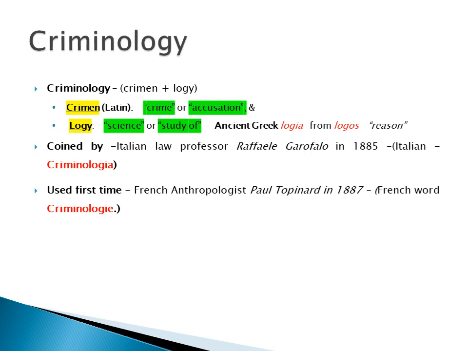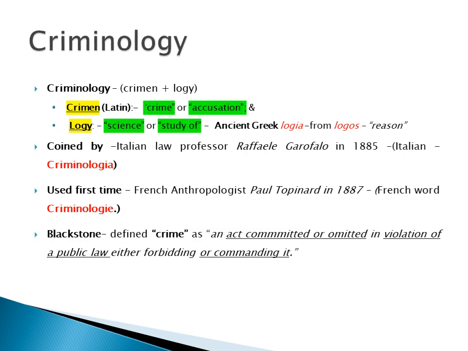As criminology is all about the study of crimes and why individuals commit crimes, we have to define what a crime is. Blackstone defined a crime as an act committed or omitted in violation of a public law, either forbidding or commanding it. Let me repeat this definition: crime is an act committed or omitted. So there must be either the commission or omission of an act. Or we can say there must be doing or not doing of an act in violation of a public law.